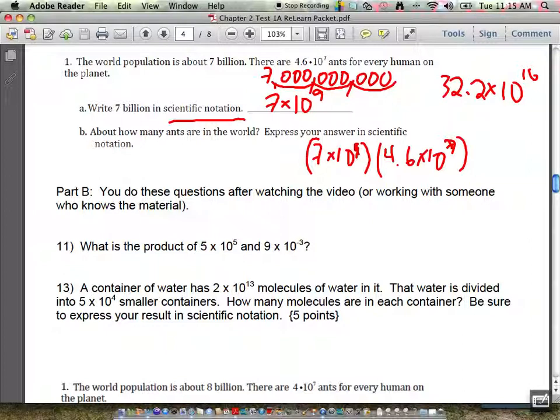So, what's the problem here, guys? Darlene, what's the problem? The number's not between 1 and 10. Absolutely, same thing every time. So I gotta divide by 10 to move that decimal to the left, which means I gotta multiply by 10 to balance it out. So that gives me 3.22 times 10 to the 17th.